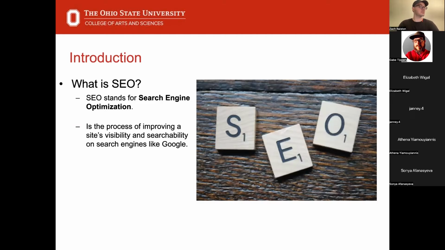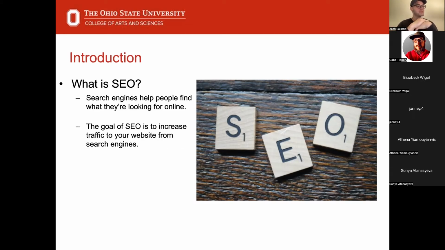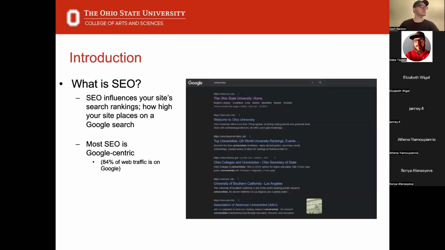SEO is search engine optimization, and it's the process of improving your site's visibility and searchability on search engines like Google. So the goal of search engine optimization is basically to ultimately increase the traffic to your website by improving how your site appears, or how high your site appears, on a search engine like Google. So search engine optimization influences your site's search rankings and how high your search places on Google.